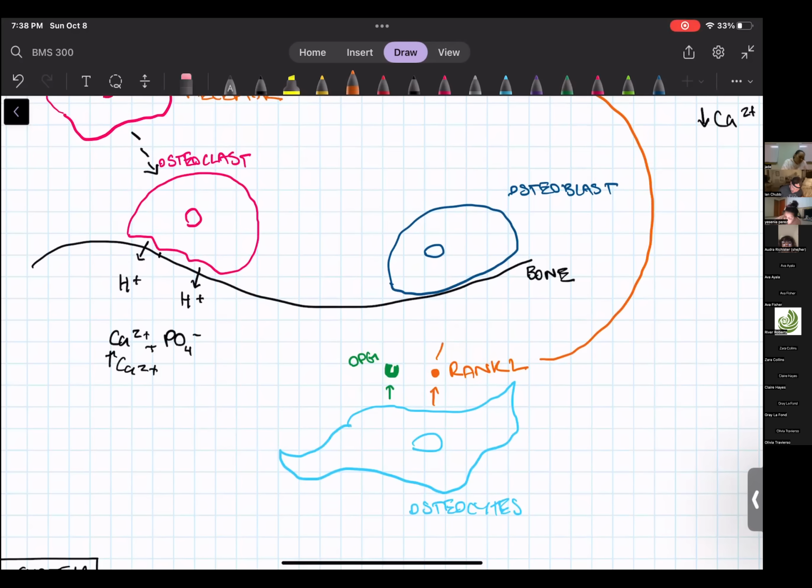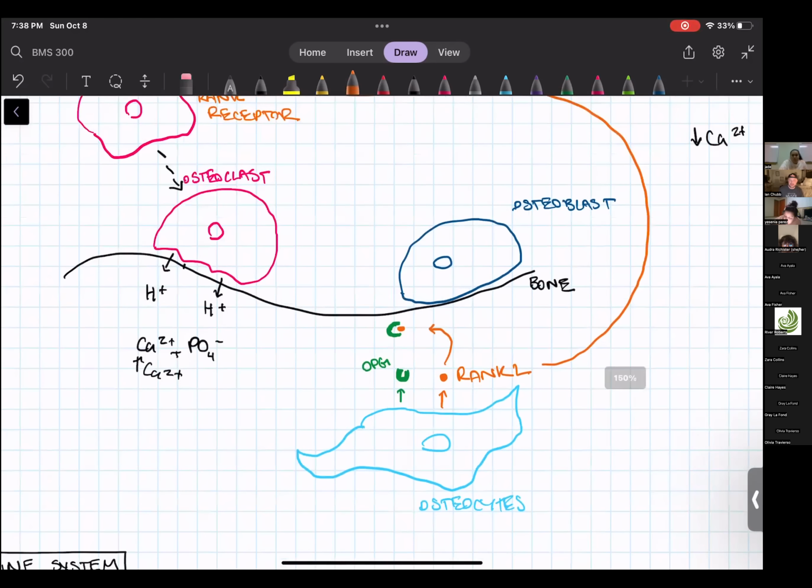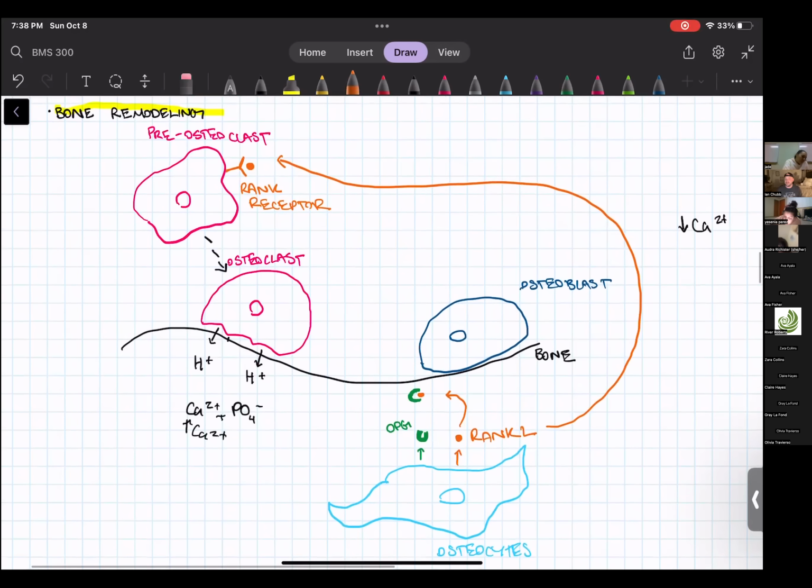So this would actually come on over here. I'll draw this again. Here's my OPG. And if this binds in here, then now it can't go and bind to that rank receptor that's on that pre-osteoclast, basically inhibiting the system. So I'm going to draw a nice big inhibition arrow just so we know that it's inhibiting osteoclasts. So we have no osteoclast activity. So this is actually promoting bone formation.